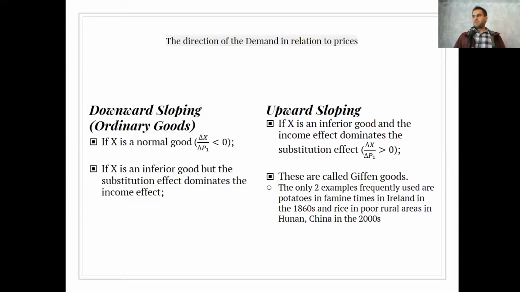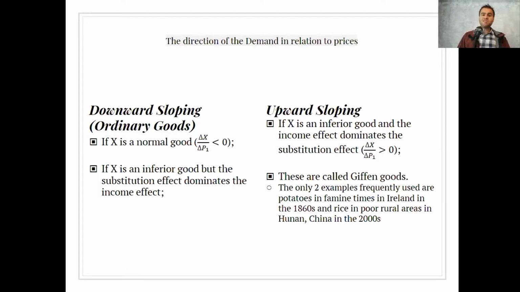Most goods in real life fall in the left column of this slide, in what we call ordinary goods. They can be luxuries, they can be necessities. Even inferior goods enter into the category of ordinary goods. That's why almost all goods in real life enter that category.